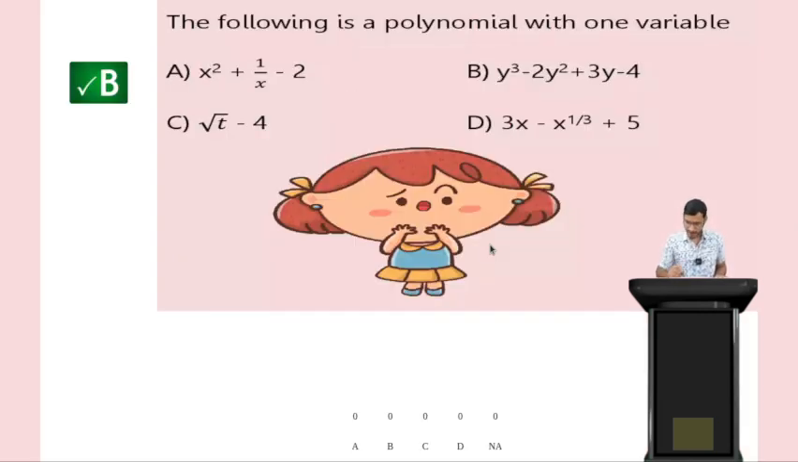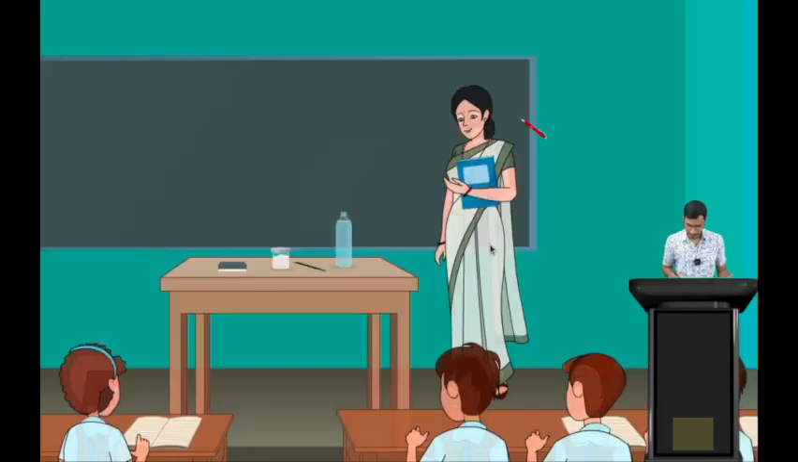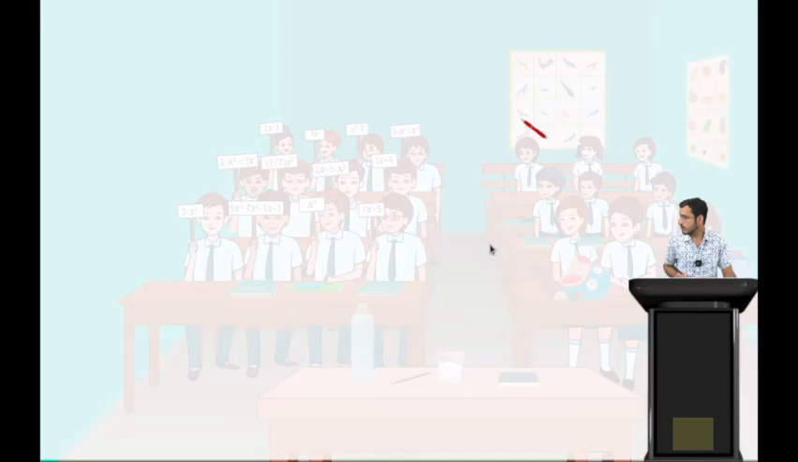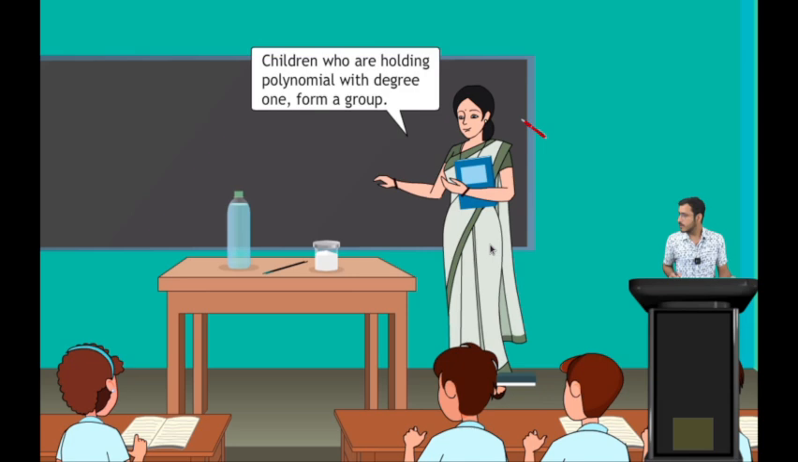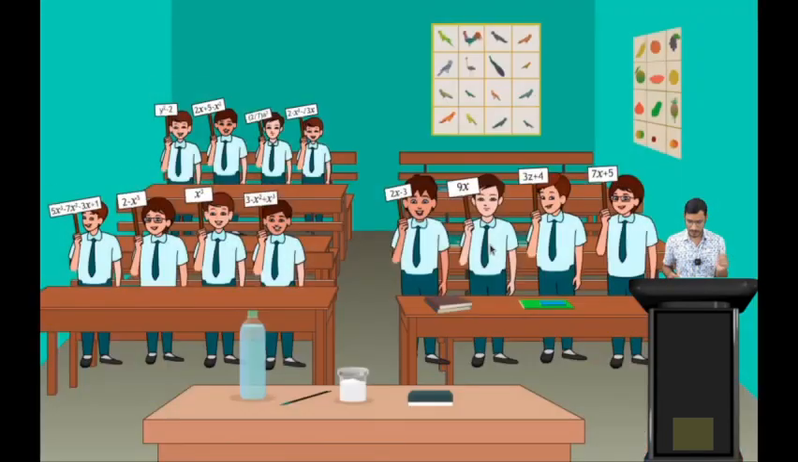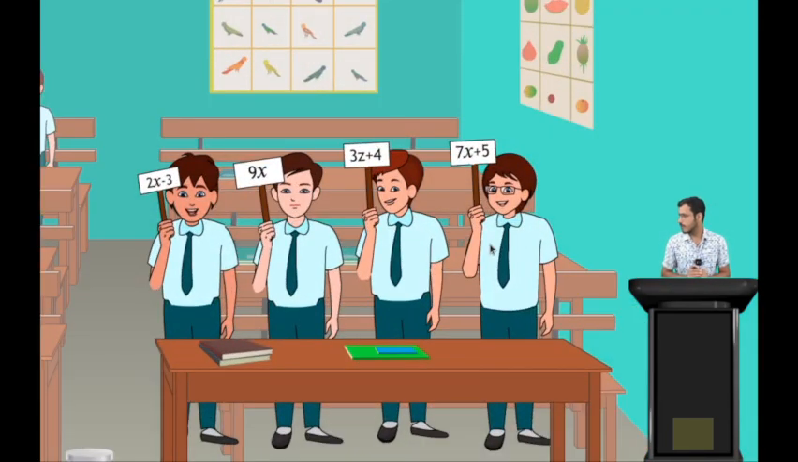Now let's move to the next part. Here we have one more situation. It's our classroom, and you can see students have some algebraic expressions. Children who are holding a polynomial with degree 1 form a group. You can see some students holding polynomials of degree 1: 2x minus 3, 9x, 3z plus 4, and 7x plus 5. That's a linear polynomial. Linear polynomial means degree 1.